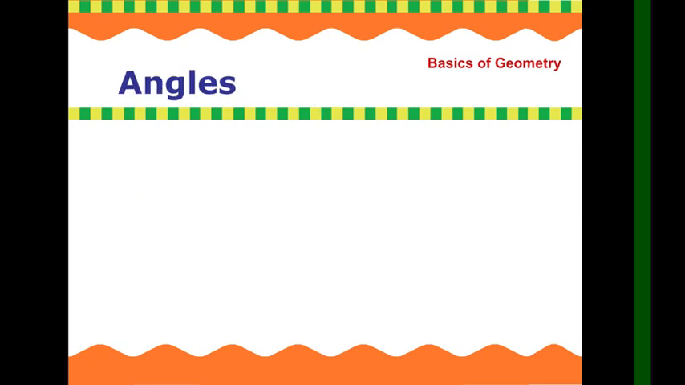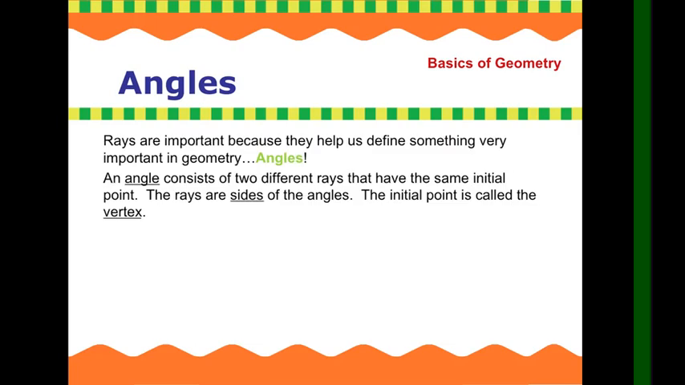Angles, on the other hand, are part of the discussion about basic terms in geometry. Rays are important because they help us define something very important in geometry, which is the angle. An angle consists of two different rays that have the same initial point or vertex. So they have an initial vertex. The rays are the sides of an angle. The initial point is called the vertex.